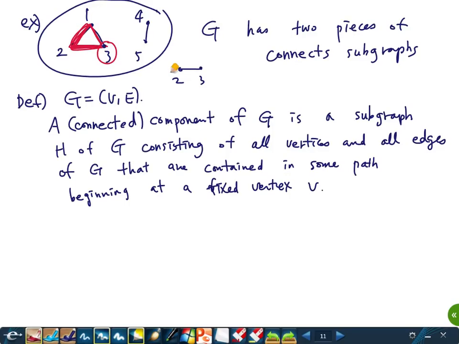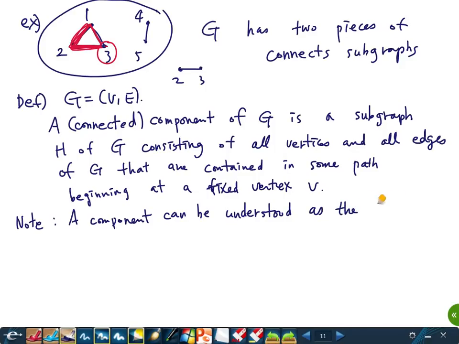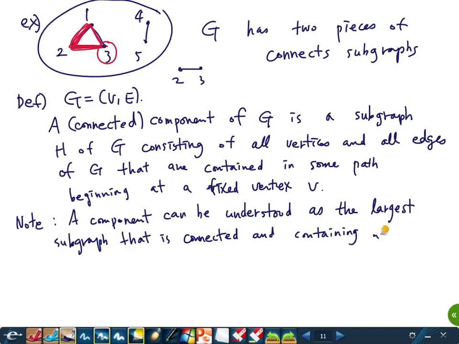So in other words, a component can be understood as the largest subgraph that is connected, must be connected, and containing a given vertex.